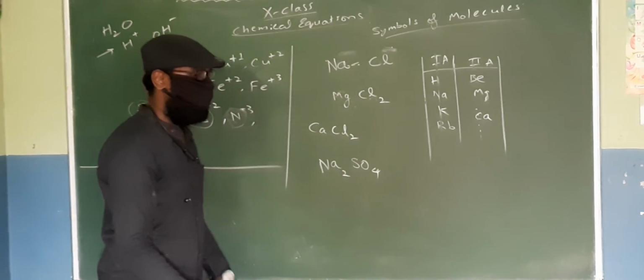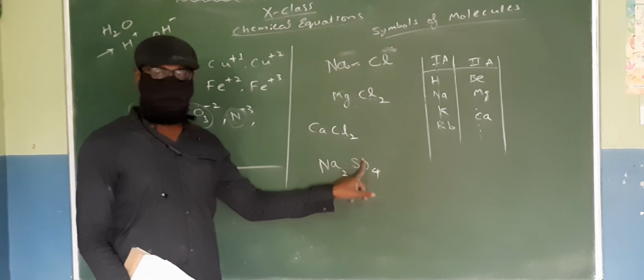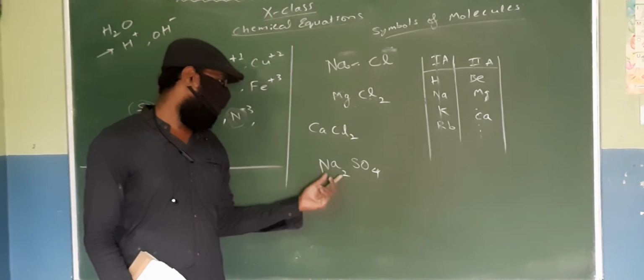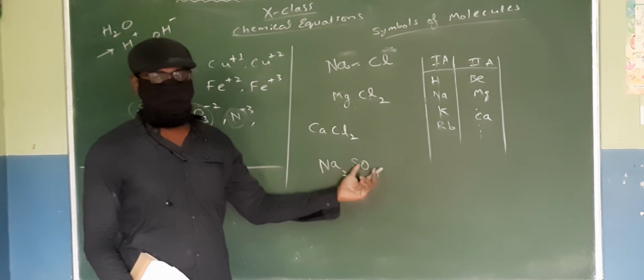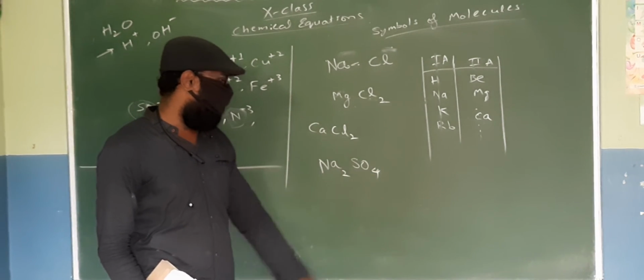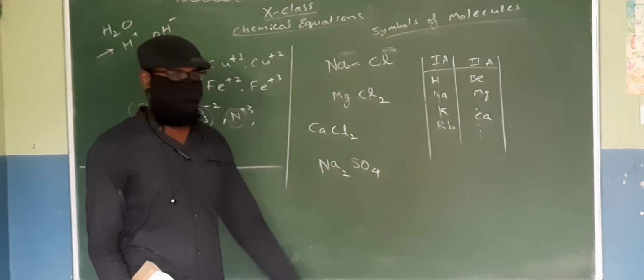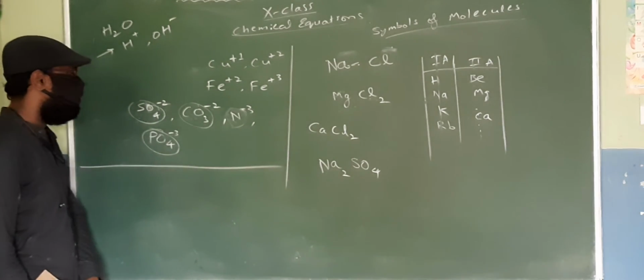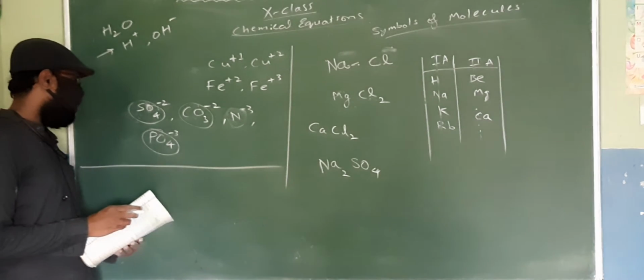Two sodiums now. One sodium will give 1 electron to sulfate, another sodium will give another electron to sulfate. Therefore, 2 sodiums are attached to 1 sulfate. So, thus the molecule formed now is Na2SO4, which means 2 sodium atoms are attached to 1 sulfate.